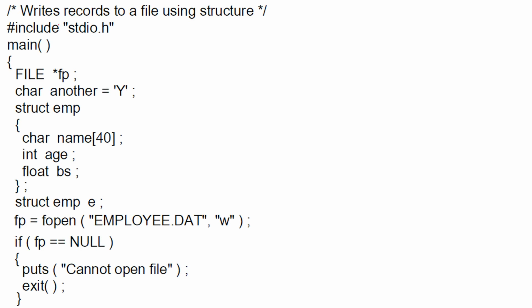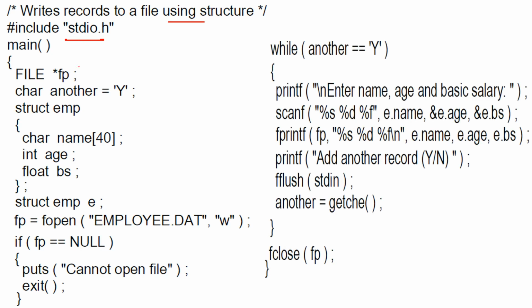We have this program which writes records to the file using a structure. We have stdio.h, so we have a file pointer. We are trying to tell the user: you say yes until the time you want to enter the data, otherwise you say anything apart from y, and you come out.